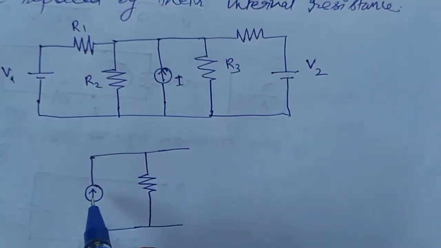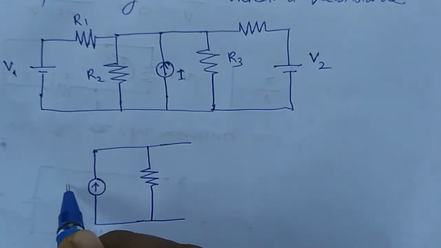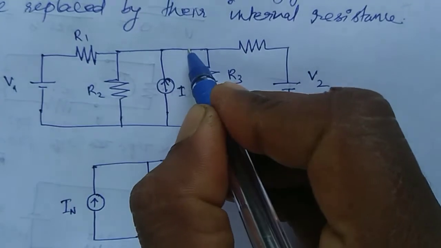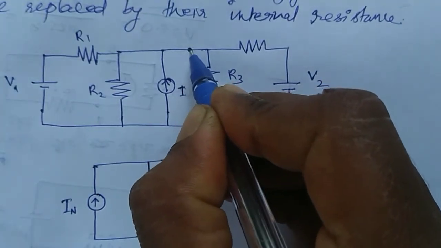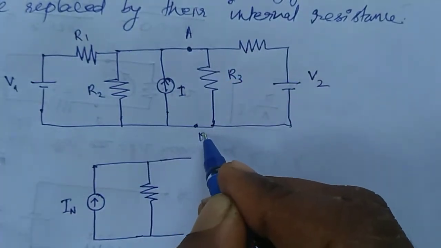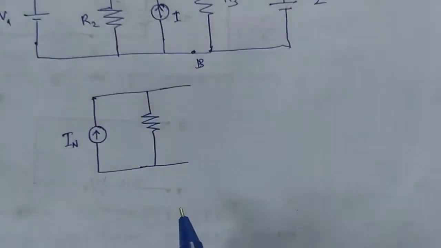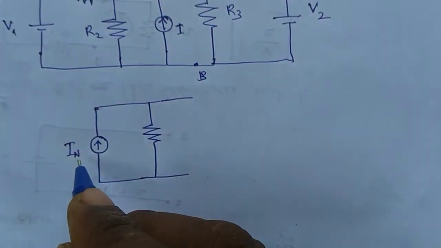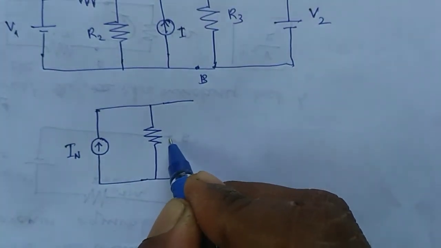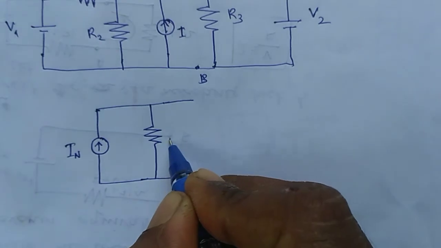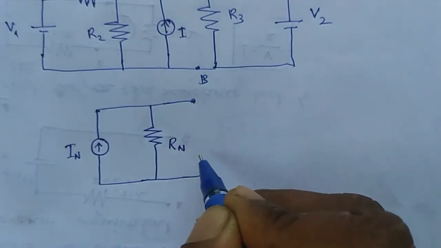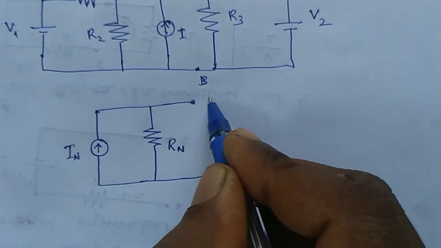And this current should be the short circuit current. Suppose we have to find the Norton's equivalent circuit between this point A and B. The current is known as Norton's current, and that resistance is Norton's resistance, that is the equivalent resistance between terminals A and B.